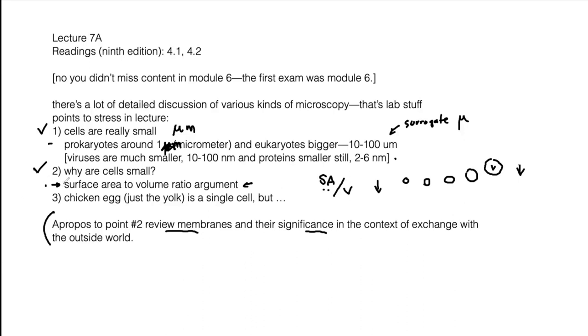Okay. Now, the one thing that I'm leaving you with is the chicken egg dilemma. If you think about a chicken egg and the inside of a chicken egg, which has got this bright orange yolk, the yolk is a cell, one cell. Right? And so that's an example of a cell that's ridiculously huge. But there's a reason for that.